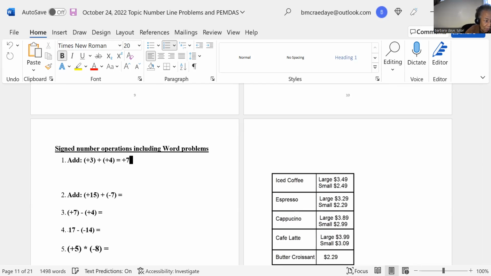+7. Or you could just say 7 because the default is plus. Because remember, plus and plus gives plus. Minus and minus give minus. Plus and minus, subtraction. So what's the answer to number 2? A +15 and a -7. You have to go through that one first, the 7 first.